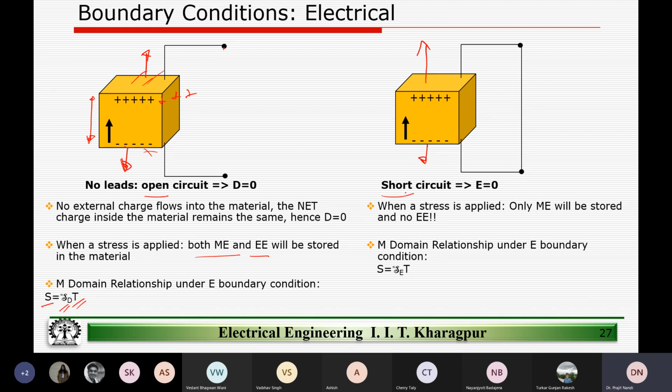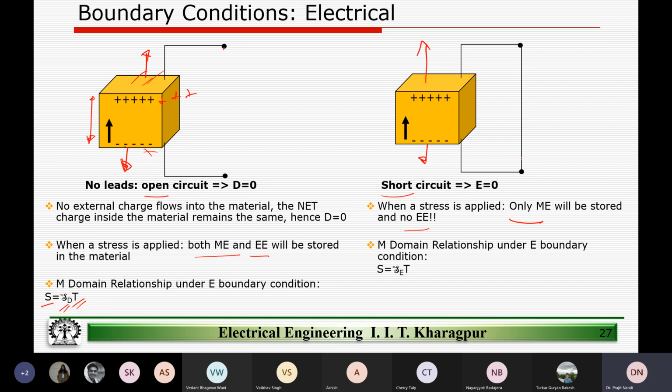Not a big deal. We do a lot of open circuit and short circuit analysis in amplifiers or two-port networks, to do the network analysis and derive the network parameters. I think you must be very well aware of these open circuit and short circuit terminologies, right? So under this condition, only mechanical energy will be stored and no electrical energy.